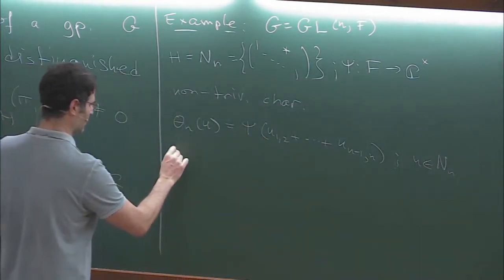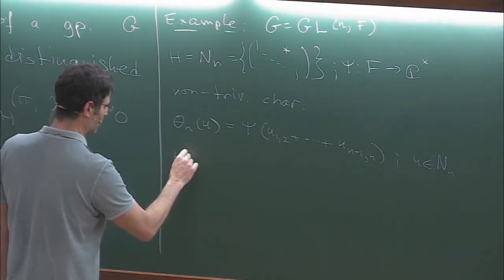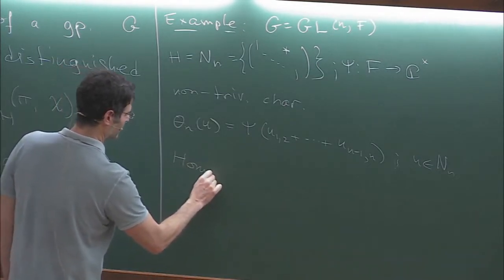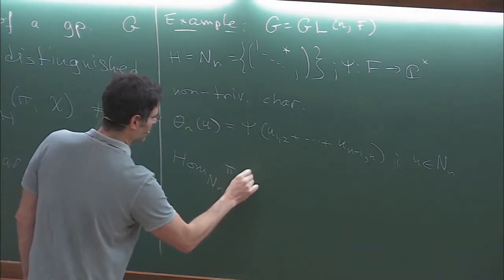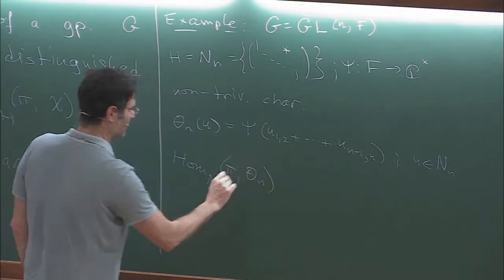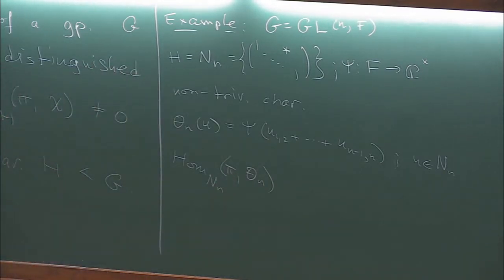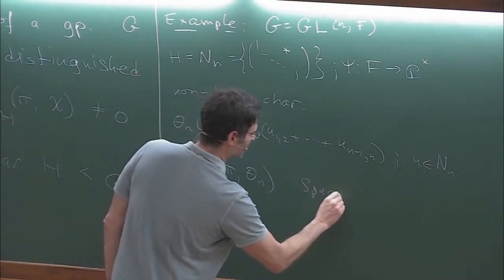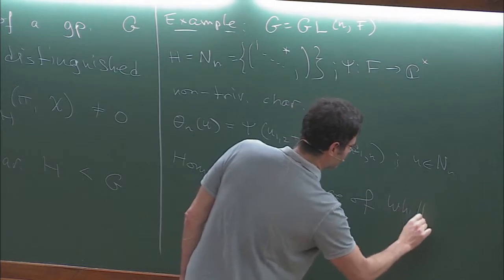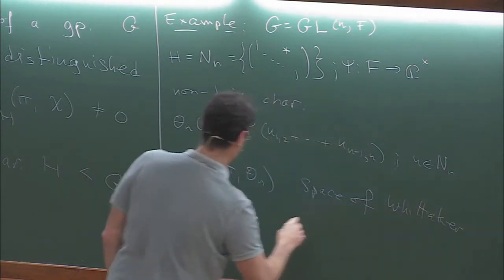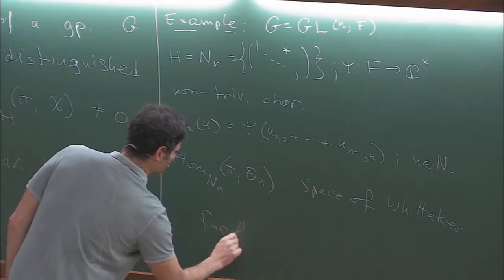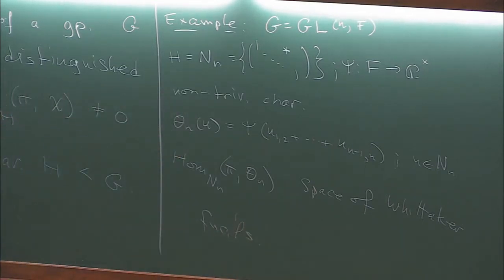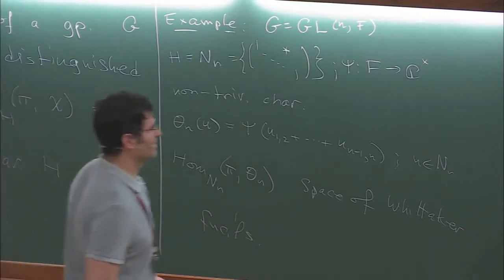And to be distinguished by this pair is to be generic in the sense described yesterday in Sarah Dishel's lecture. So this space is the space of Whittaker functionals. All right, so we've already heard the generic representations are nice, so distinguished representations are nice.